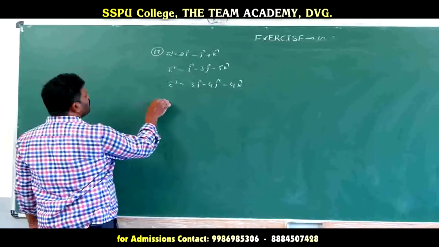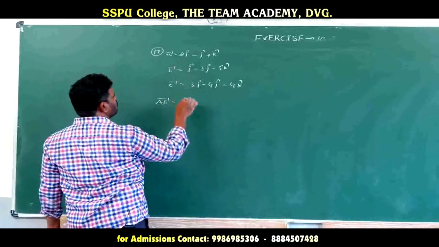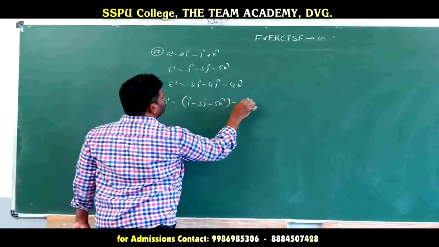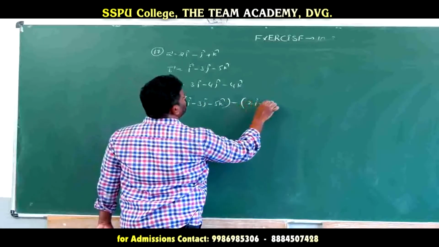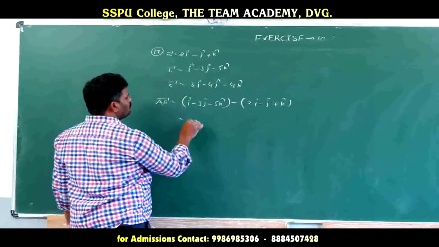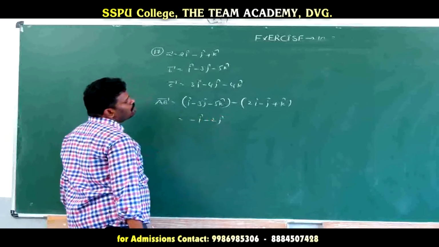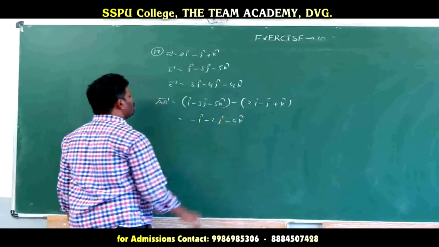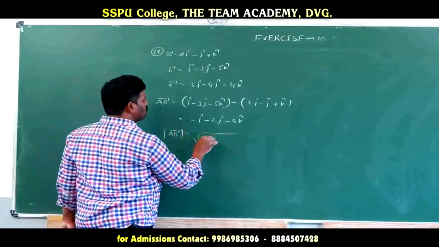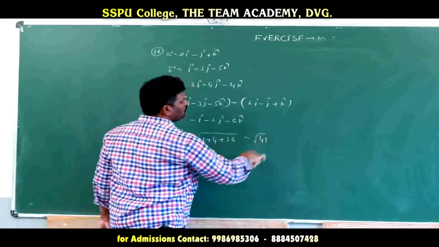First, find the AB vector: OB minus OA, the subtraction of these two position vectors. That is i cap minus 3j cap minus 5k cap, minus the position vector of A, which is 2i cap minus j cap plus k cap. That gives minus i cap minus 2j cap minus 6k cap. The magnitude of AB bar is the square root of 1 plus 4 plus 36, which is root 41.